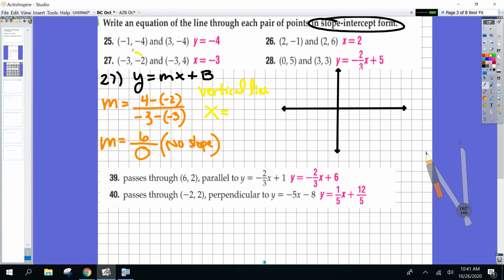Well, look at the 2 points I gave you. Look at these 2 points. Got anything in common? I think so. That x value is equal to -3. Okay, x equals -3.